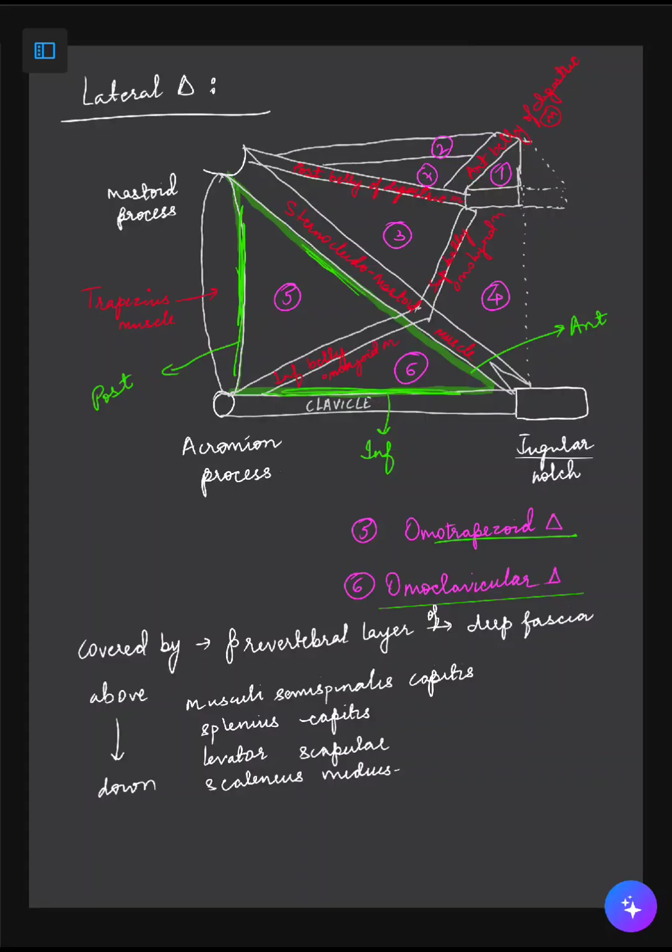Now, this triangle is covered by the prevertebral layer of deep fascia. This deep fascia covers from above to downwards. What does it cover? The musculi semispinalis capitis, splenius capitis, levator scapulae, and scalenus medius.